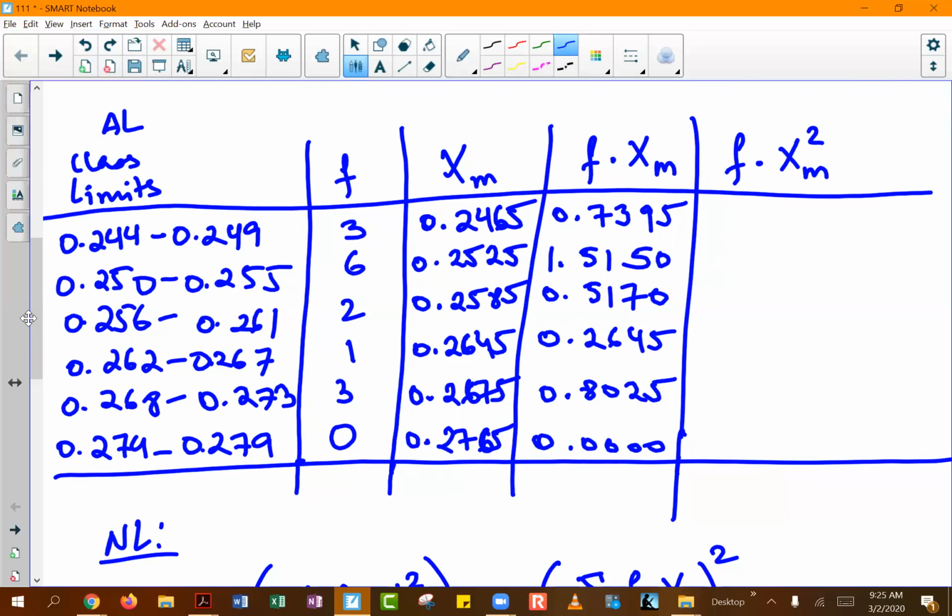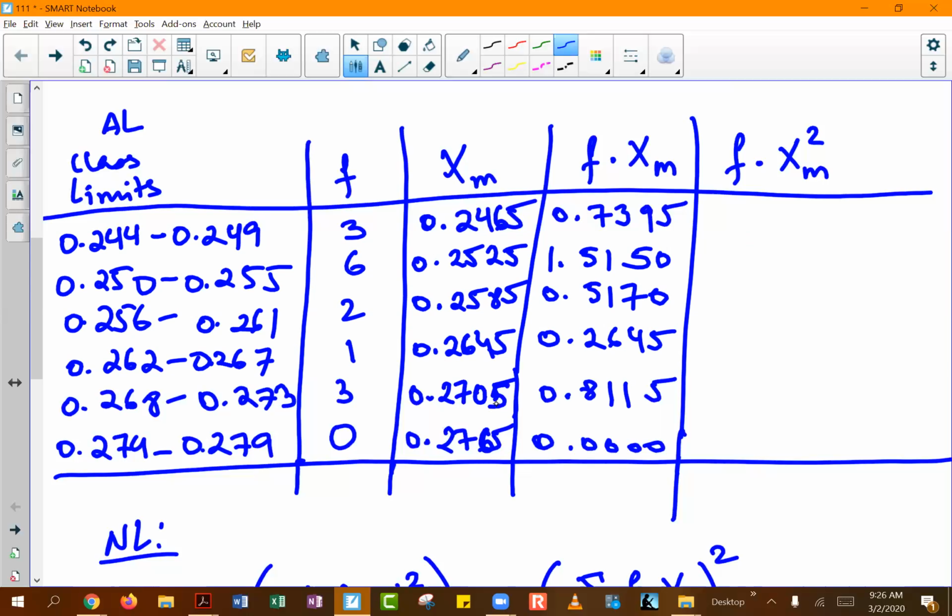I don't know if I'm just doing this wrong or not, but I'm getting a different midpoint for the class of 0.268 to 0.27. Oh, the second to last? Yeah, it's 0.2705. What did I do? I did 262 instead of 268. Okay, so 0.268 plus 0.273 divided by 2 is 0.2705. All right, thank you guys. And then multiply that by 3, 0.8115. Were the others okay? Yeah, okay, wonderful.